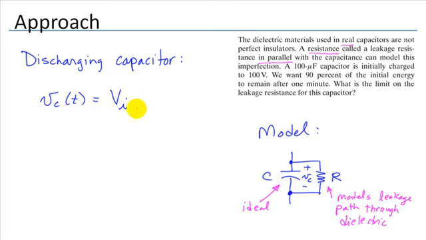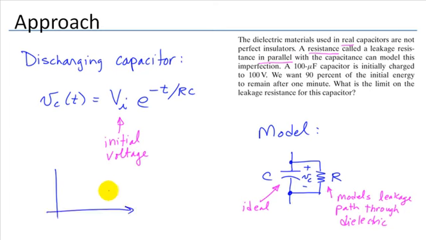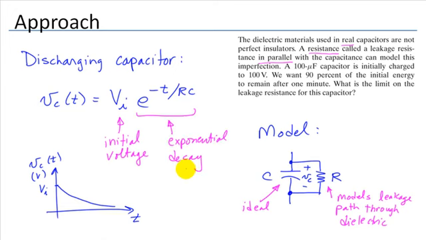Now, a discharging capacitor has the equation of the form initial voltage, that's V sub I, times e to the minus t over RC. V sub C is a changing value over time, and it's also the form of a decaying exponential. It begins at the initial voltage V sub I, and then gradually decays towards zero. The rate at which it decays is governed by the time constant RC.